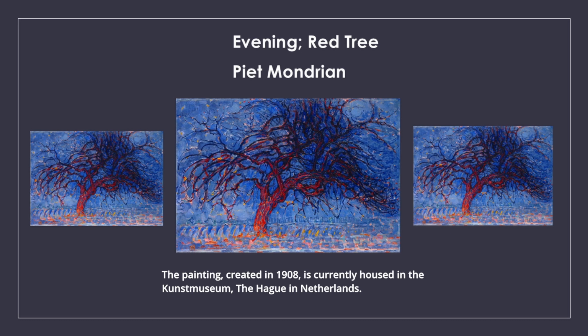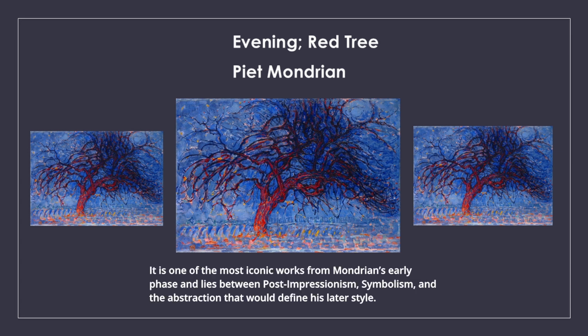Piet Mondrian. Evening, Red Tree. The painting, created in 1908, is currently housed in the Kunstmuseum in The Hague, Netherlands. It is one of the most iconic works from Mondrian's early phase and lies between post-impressionism, symbolism, and the abstraction that would define his later style.